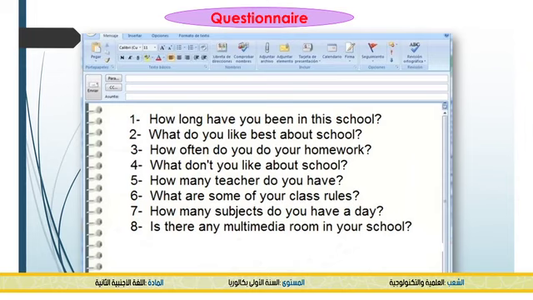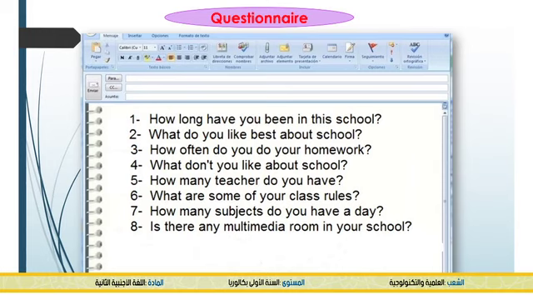Alright, so let's get back and try to give possible answers for these questions that you may use in your postcard. So how long have you been in this school? You can say maybe I have been here for 3 years, or I have been in this school for 2 years, it depends. Question number 2, what do you like best about school? So for example, for me, I like the school year best, or I like the field. Okay, so it depends.